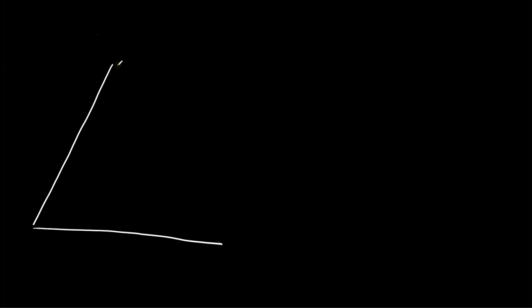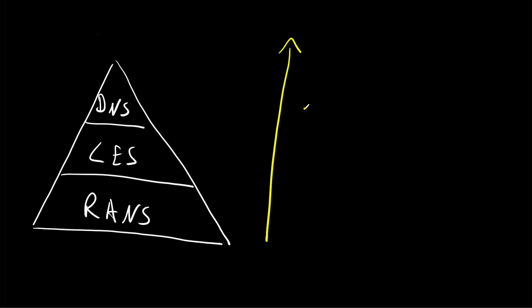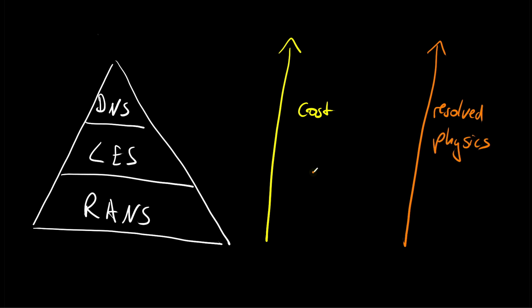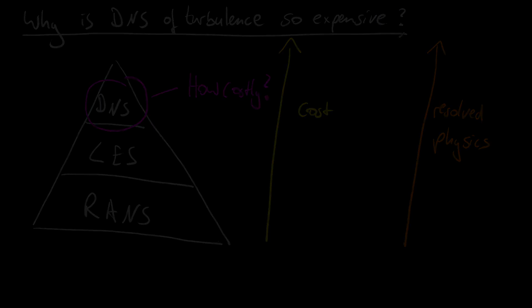You have probably already seen a chart like this with direct numerical simulation, large eddy simulation, and RANS simulations put into a triangle like this, with DNS being the most costly, but also the one with the most resolved physics. What is often left out is the question of how costly. In this video, we're going to investigate why DNS is so expensive.